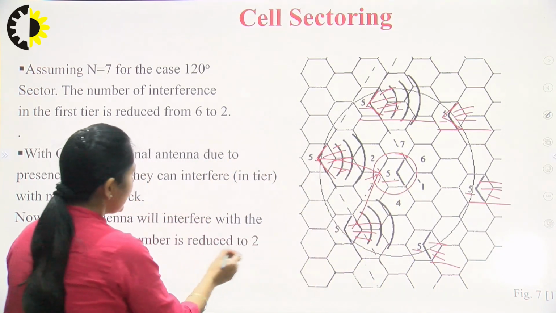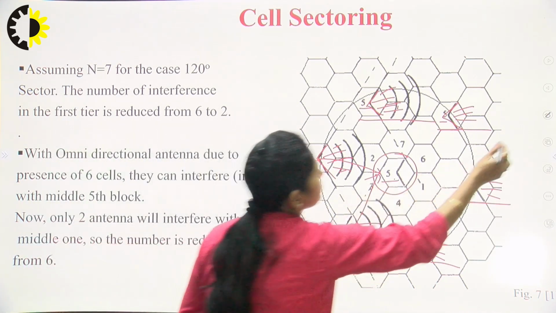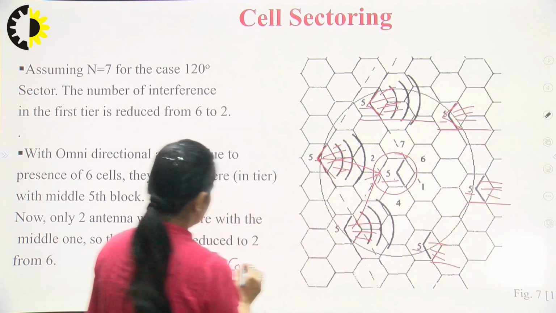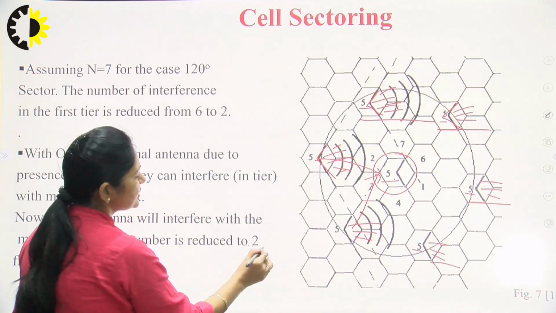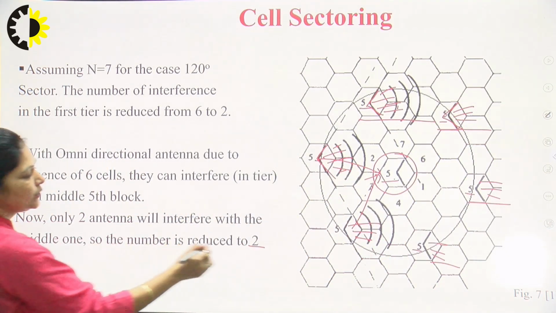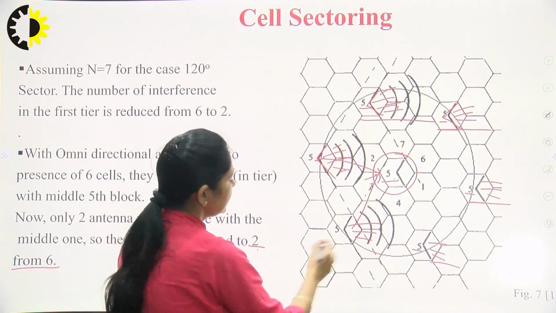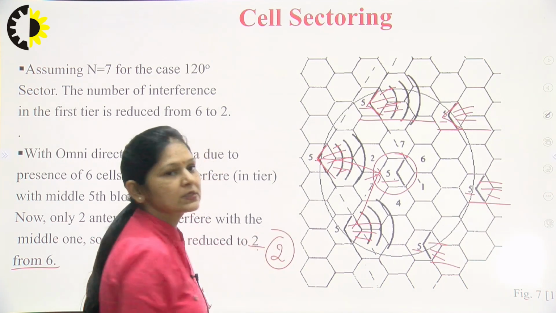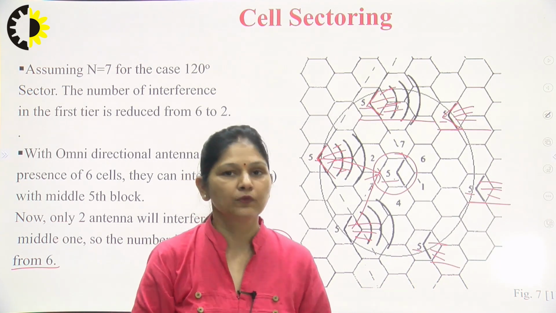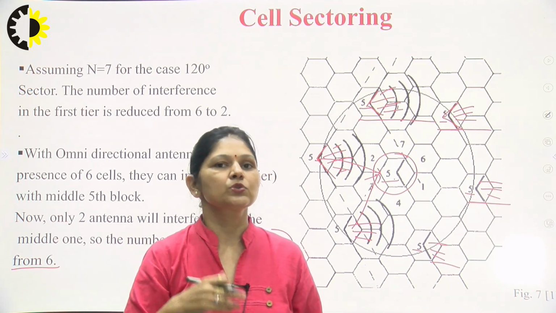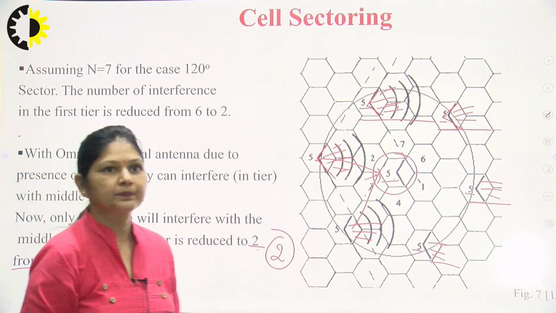So, the number of co-channels has been reduced to 2 from 6. Earlier 6 co-channels were interfering, now only 2 co-channels are interfering. If the co-channel interference has reduced, then the signal to noise ratio will increase and we can provide services to more users. So, this is the concept of cell sectoring.